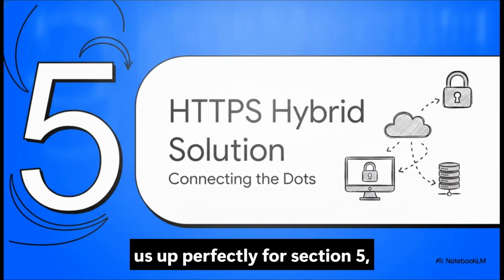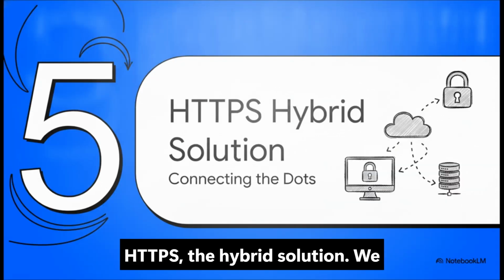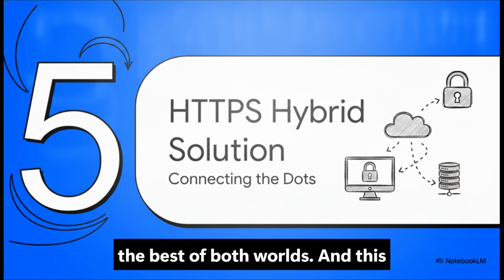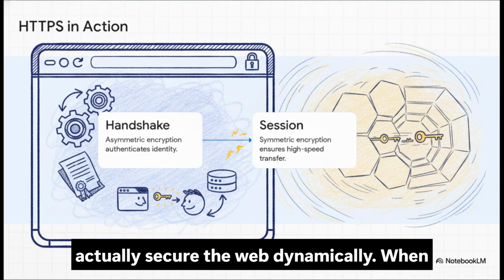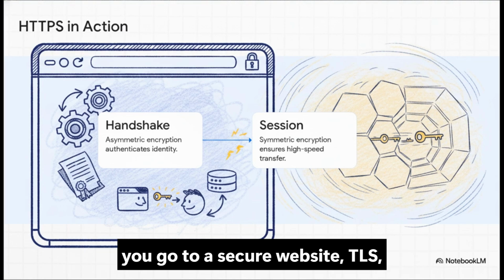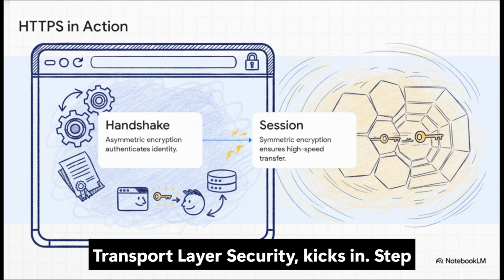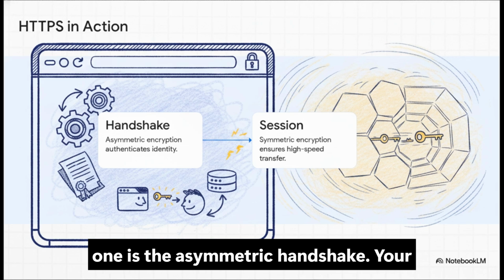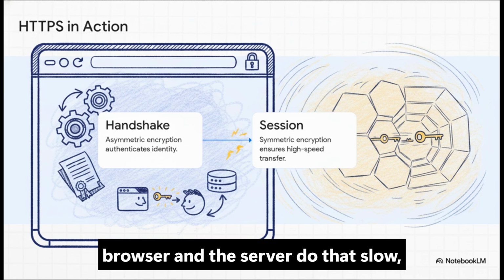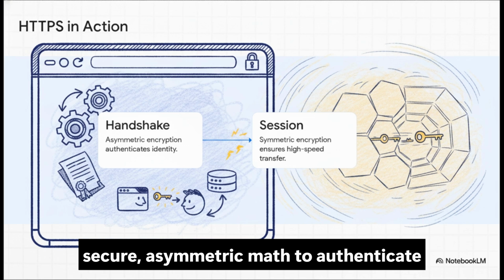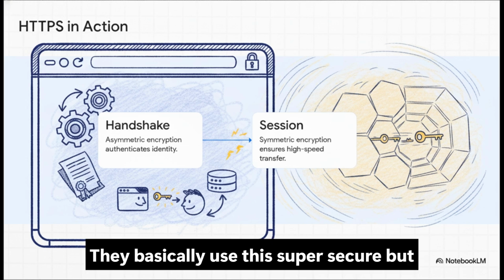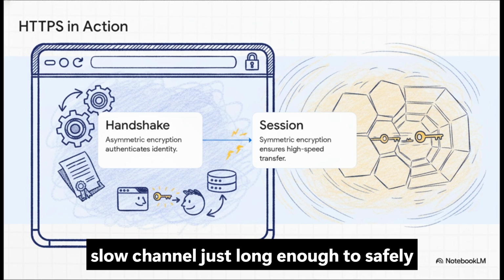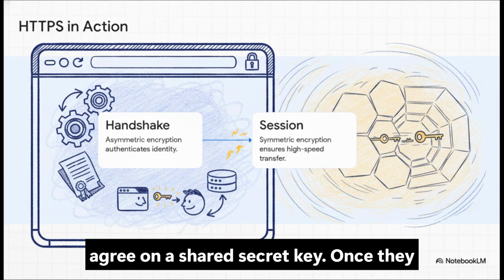And that sets us up perfectly for Section 5, HTTPS, the hybrid solution. We needed a way to connect the dots and grab the best of both worlds. And this brilliantly illustrates how modern apps actually secure the web dynamically. When you go to a secure website, TLS, Transport Layer Security, kicks in. Step 1 is the asymmetric handshake. Your browser and the server do that slow, secure, asymmetric math to authenticate who they are using digital certificates. They basically use this super secure but slow channel just long enough to safely agree on a shared secret key.